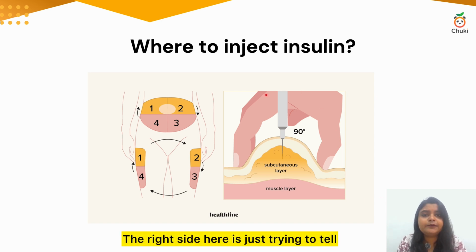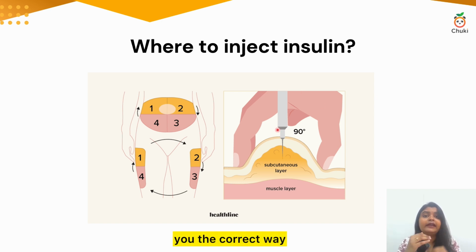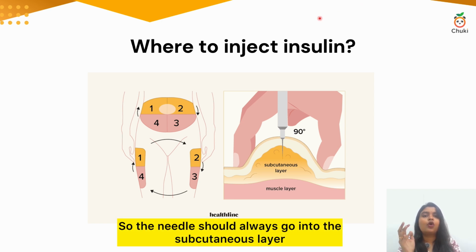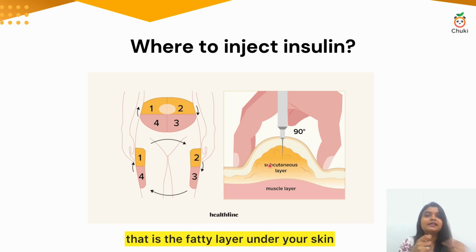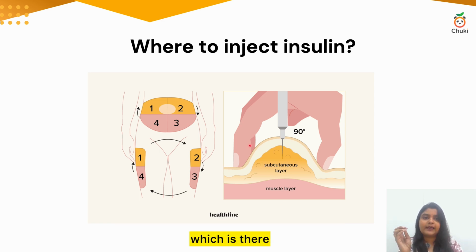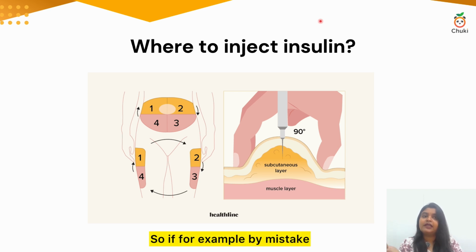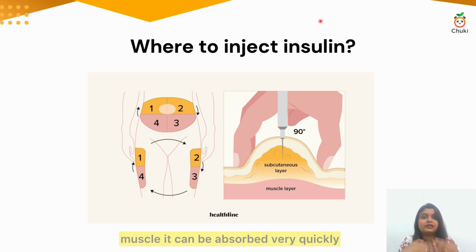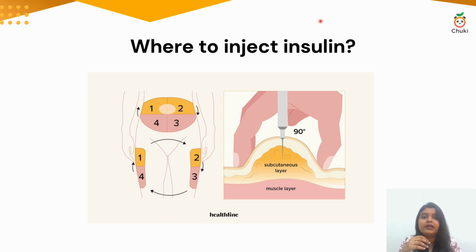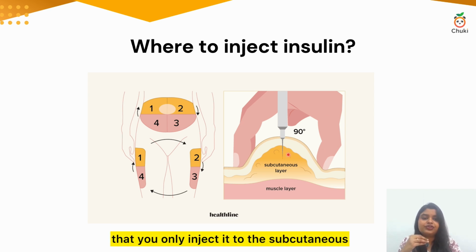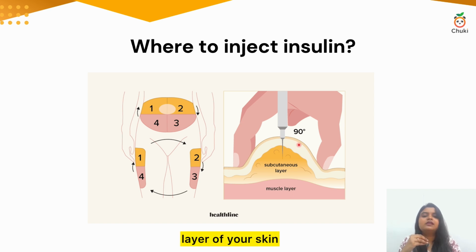On the right side, it shows the correct way to inject your insulin using a 90-degree angle. The needle should always go into the subcutaneous layer, that is the fatty layer under your skin, but make sure that it is not too deep into the muscle. If, by mistake, the insulin is injected into the muscle, it can be absorbed very quickly and lead to hypoglycemia, or blood sugar fluctuations can also happen. So it is very important that you only inject into the subcutaneous layer of your skin.